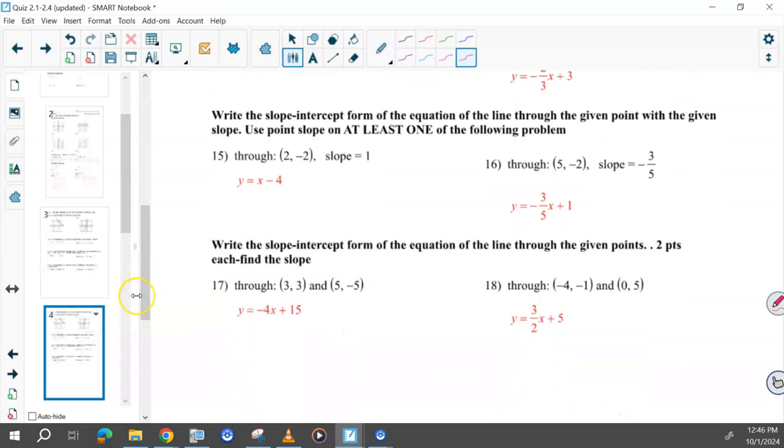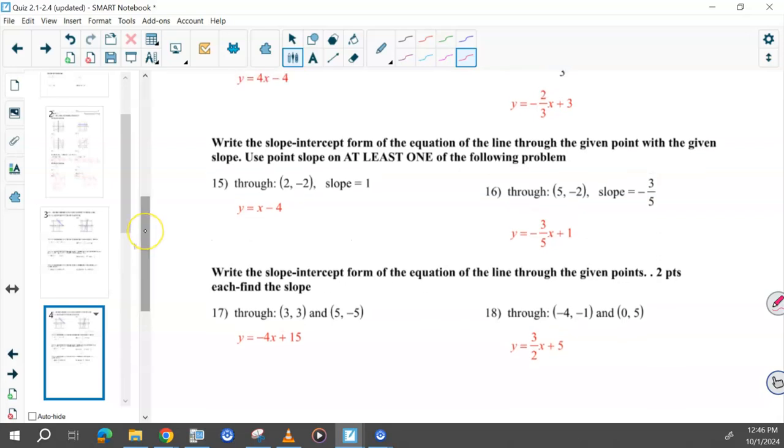So for 15, one of these you had to use your point slope. You could have done that for both or done one or one. So I'll do one of each. Your slope-intercept form, y equals mx plus b. This would be x, y, and this is m. So I would put this in as negative 2 equals my slope of 1. My x is 2, and then b is still just b.